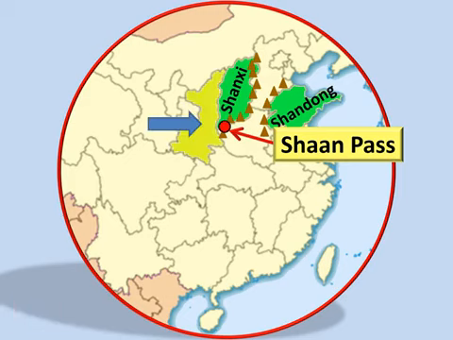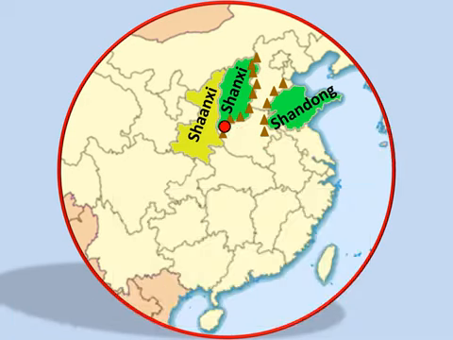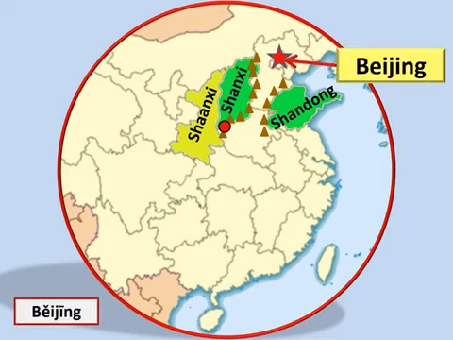So the Chinese call the province to the west of this pass 陕 plus west, 陕西 province. It's pretty easy to remember where these 3 provinces are, and also their names. Note where the capital 北京 is in relation to these provinces.